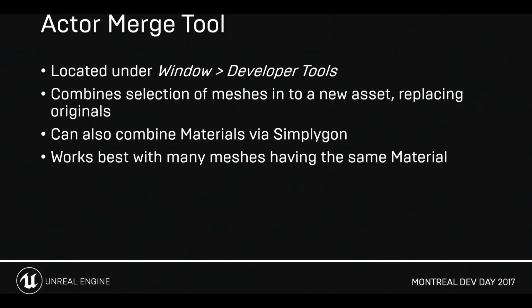It does work best with many meshes that have the same material or as few materials as possible. If you try to combine 20 meshes and each one has its own individual material, you're not really getting a huge benefit out of that because every material is going to make another draw call anyway, so you're kind of right back where you started. Now, there is an option in the Actor Merge tool to combine materials into one. It basically just folds everything together into one material by atlasing all the textures. Just understand that requires a Simplygon implementation to use that functionality.